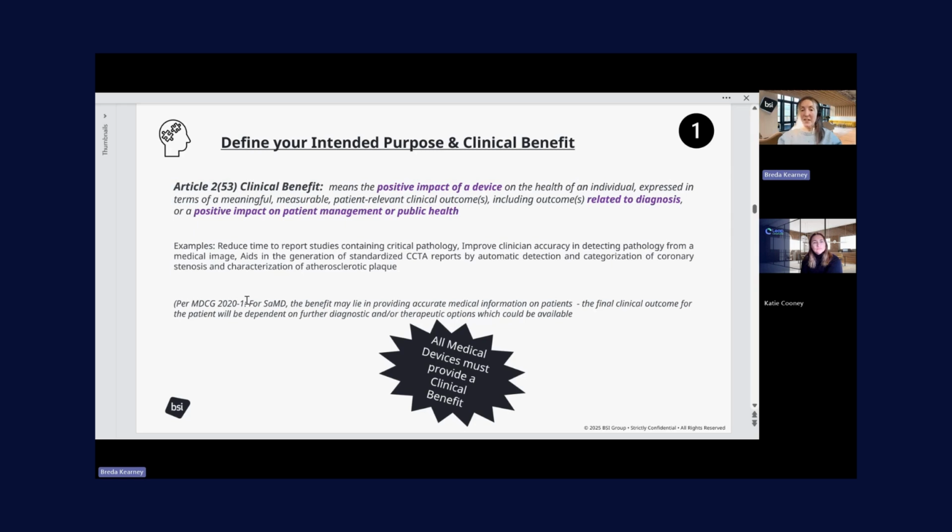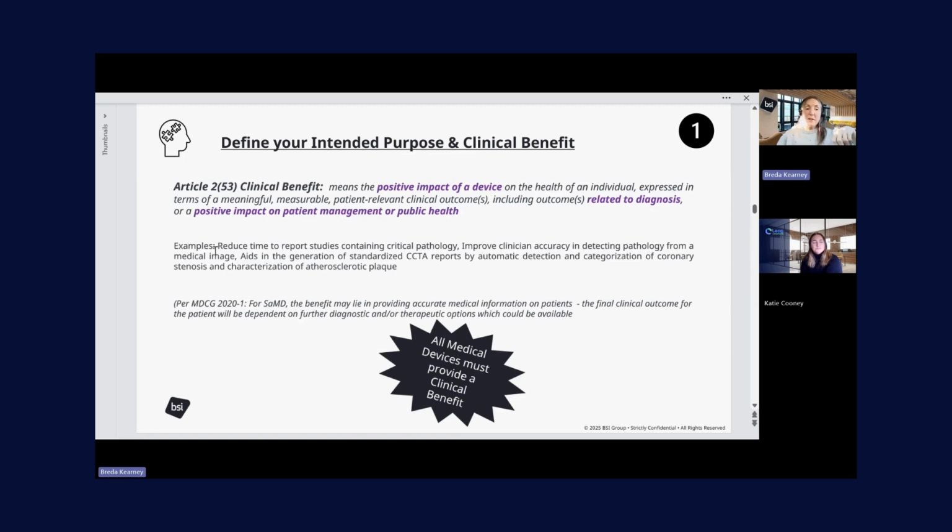So when you're talking about the clinical benefit for software as a medical device, you need to look at MDCG 2020-1, because it's the guidance document that talks about how you do clinical benefit for these types of devices. And basically in there, it tells you that for these types of devices, you can define your clinical benefit as providing information to support diagnosis. So these are just some examples of clinical benefits that I pulled from some devices, just to give you an idea of what a clinical benefit could be for software.